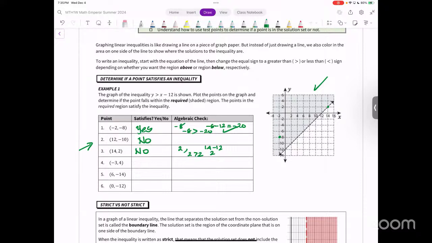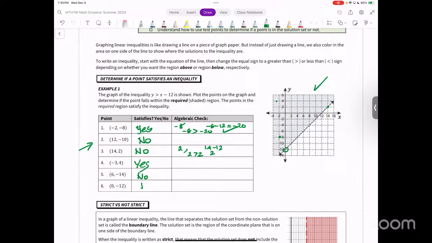How about -3 comma 4? Is -3 comma 4 on the line? Yes, so you can see that -3 comma 4 is here. And how about 0 comma -12?